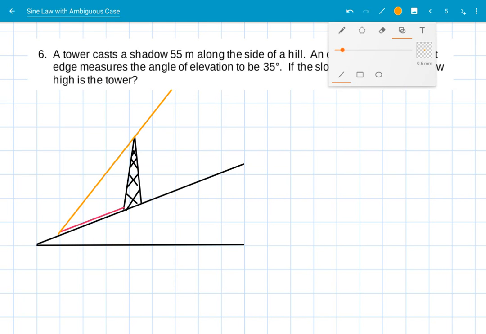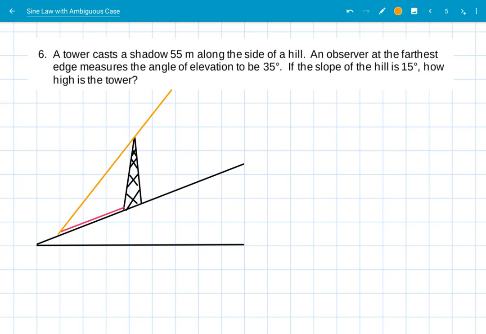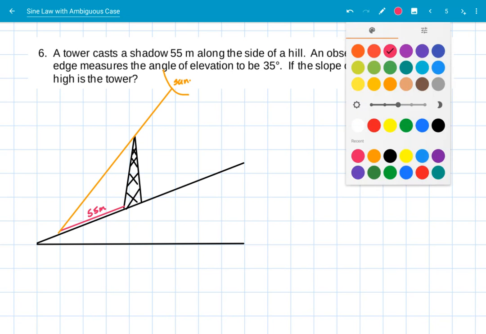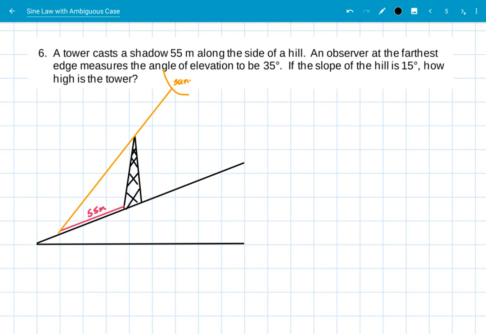And of course, because of the person's position at the edge of the shadow and having zero height, means the sun is here, right? The sun is here. So let's just finish labeling some things. We have a shadow of 55 meters. We have the hill's elevation at an angle of 15 degrees.